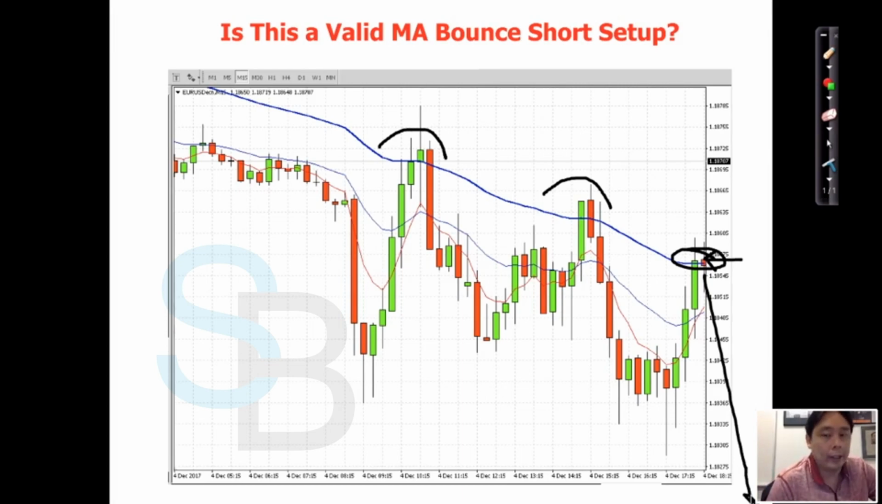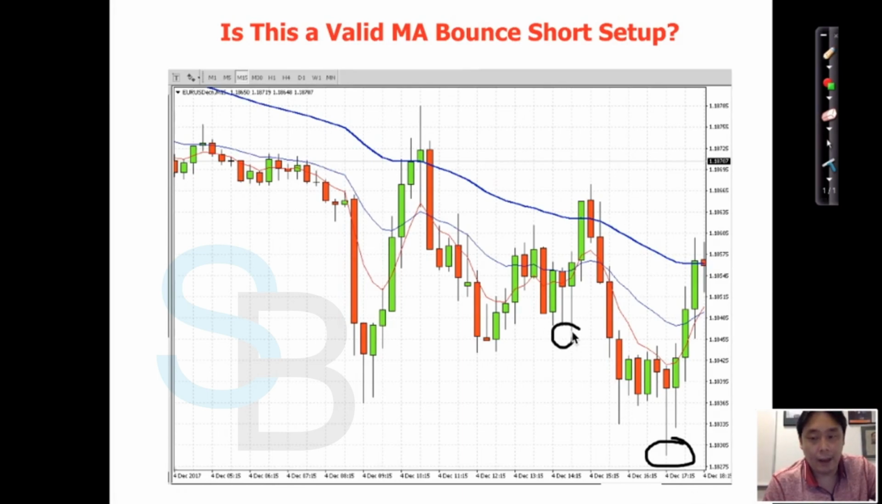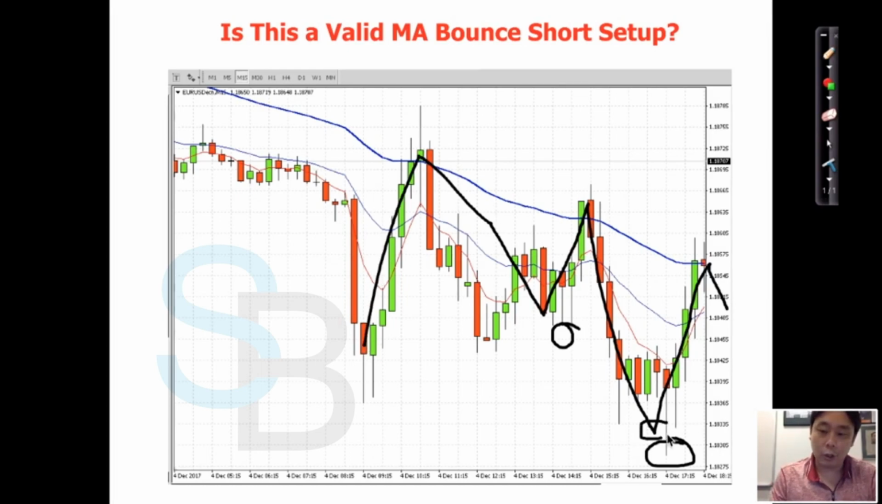Great. So what do you think? Is it a valid trade? If you said yes, you are absolutely right. It is a valid trade. Why? Again, where's the recent swing low? There you go. Where's the previous swing low? There. So this recent swing low is lower than the previous swing low.